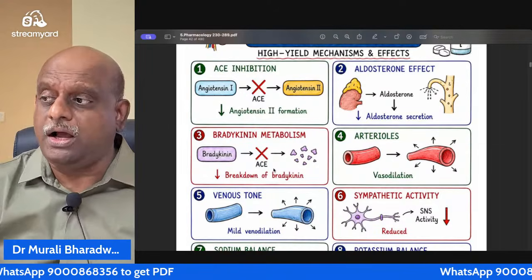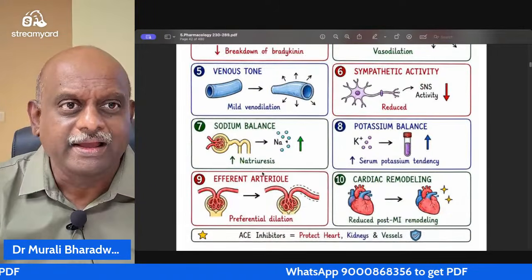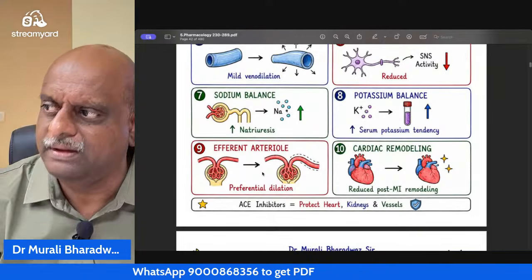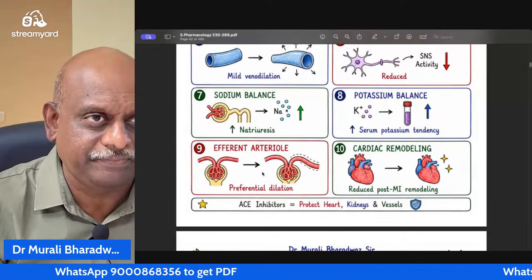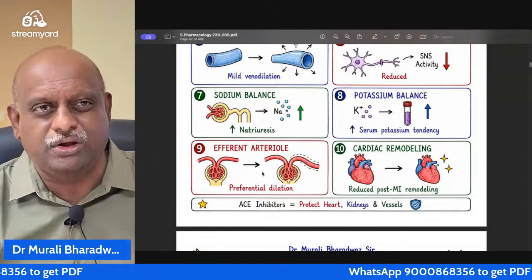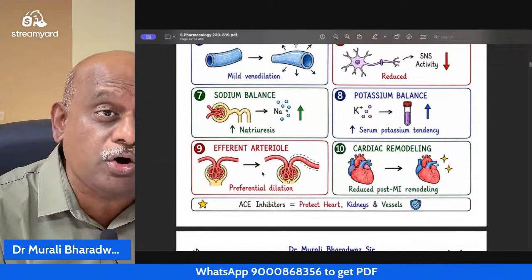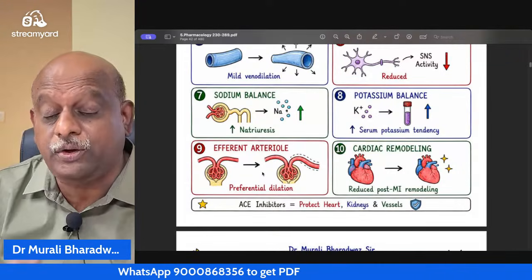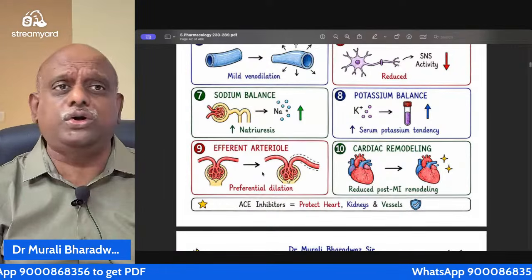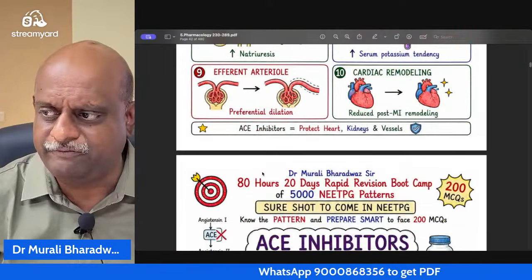They lead to arteriolar vasodilatation, mild venodilatation, decreased sympathetic activity, increased natriuresis, increased serum potassium levels. And they lead to preferential dilatation of the efferent arteriole than afferent. And they also help cardiac remodeling. That's the reason after myocardial infarction, just like the beta blockers, ACE inhibitors are also known to decrease long-term morbidity and mortality, is what we need to remember. Favorite question of the examiner.